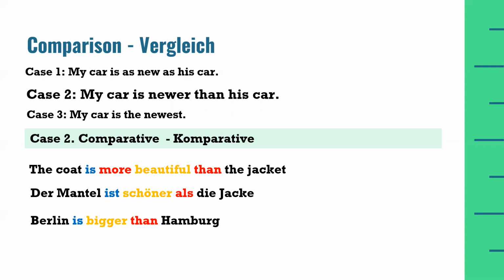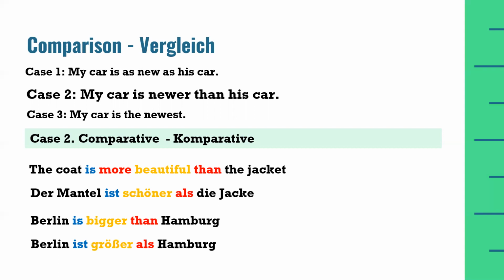Berlin is bigger than Hamburg. Now in this sentence, we are comparing the size of 2 cities, and we are saying that Berlin is bigger than Hamburg. Therefore, we are using the comparative form of the adjective big, which is in the English language bigger. So how can we say it in the German language? Berlin ist größer als Hamburg.